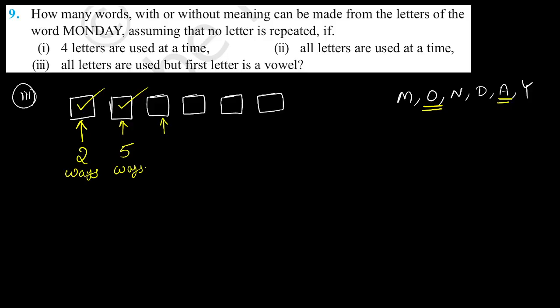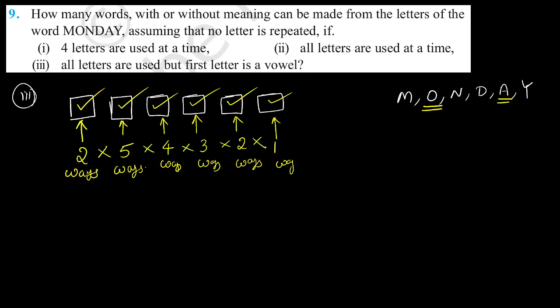From 6 letters, 2 letters are already used. 6 minus 2, 4 ways. Tick mark. Then 6 minus 3, 3 ways. Tick mark. And 6 minus 4, 2 letters are remaining. 6 minus 5, only 1 letter is remaining. Filling all the boxes will be the product. So what is the product then? 240, correct? 240 ways is the answer.